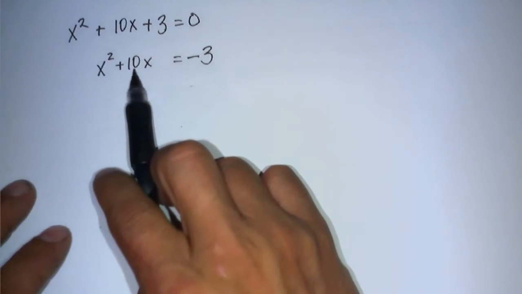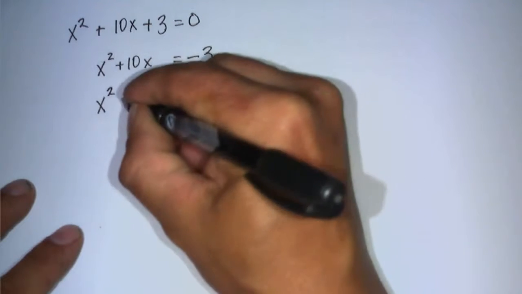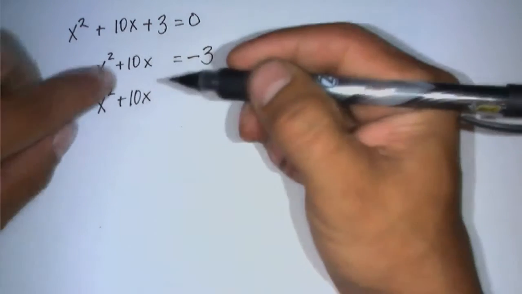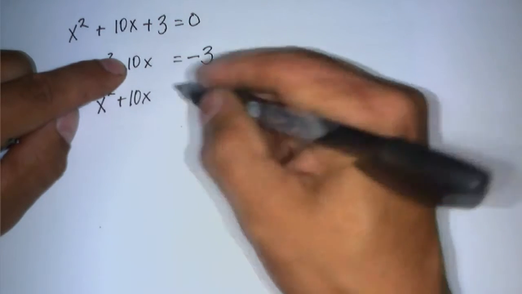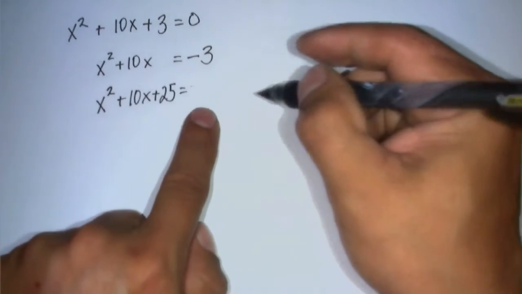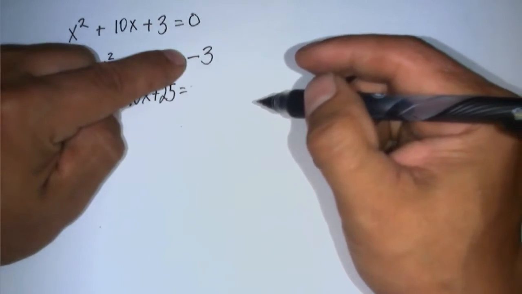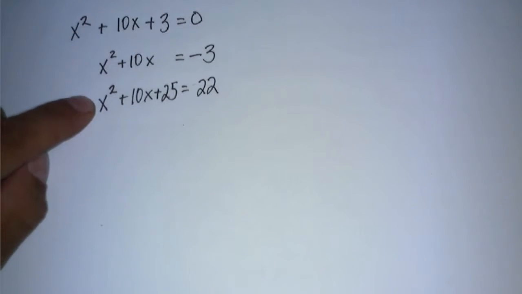So if I add half of this to both sides, I get x squared plus 10x plus half of this squared. Well, what is half of this squared? Half of 10 is 5. 5 squared is 25. But I can't just add it to one side. I have to add it to the other side. Negative 3 plus 25 is 22. Okay, now I have a perfect square over here that I can factor.